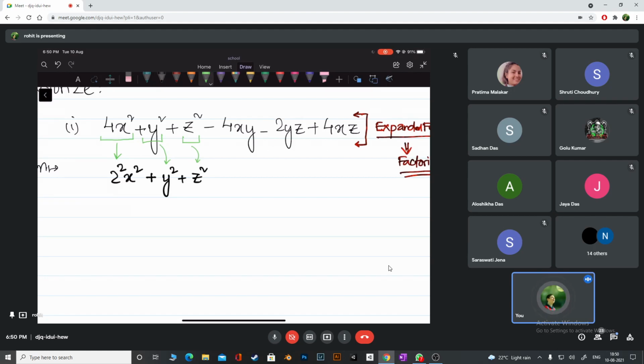Now this is the one, no? We have minus 4xy. Do you agree I can write minus 2 into 2 into x into y? Can I write like this? Yes, sir. Okay, this one, I have written it like that. 4 can be written 2 into 2, no? Any day you can do that. Not only today, any day you can do that, okay?